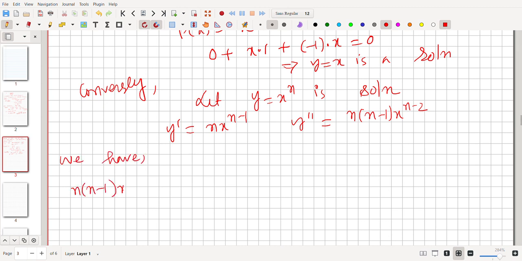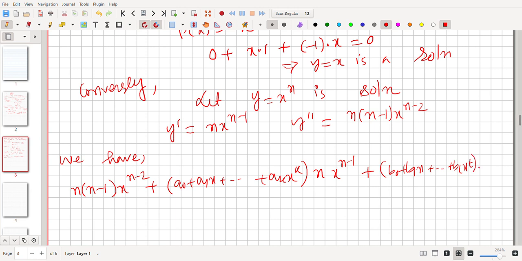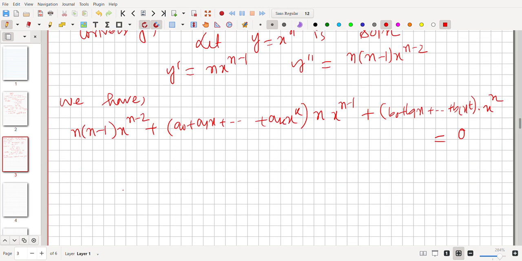n into n minus 1 x to the n minus 2 plus (a0 plus a1x plus ... plus akx to the k) times n x to the n minus 1 plus (b0 plus b1x plus ... plus bt x to the t) times x to the n equals 0. Now observe, here the terms start from x to the n minus 1, and here the terms start from x to the n.